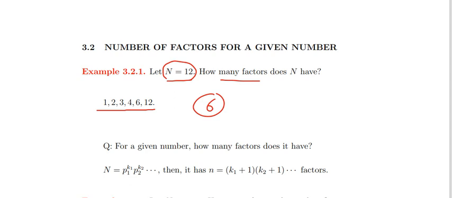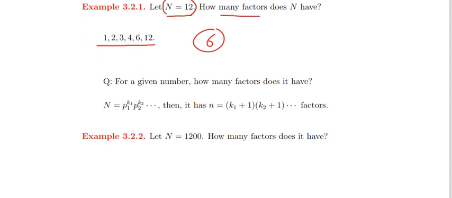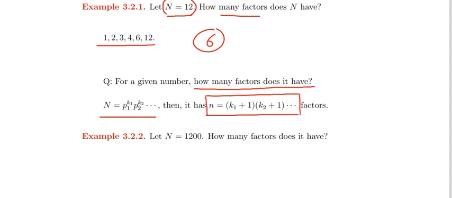But in general, we try to find a formula, a way, right? For a given number, we want to find how many factors it has. So we have this result: if the number can be factored as P1 to the K1 power, times P2 to the K2, where the P's are primes, then the number of factors is K1 plus 1 times K2 plus 1, and so on.